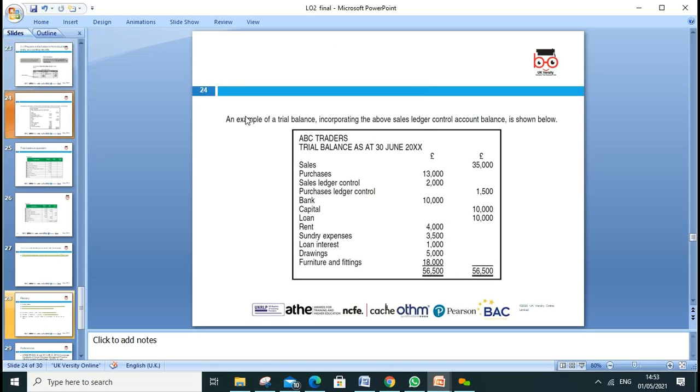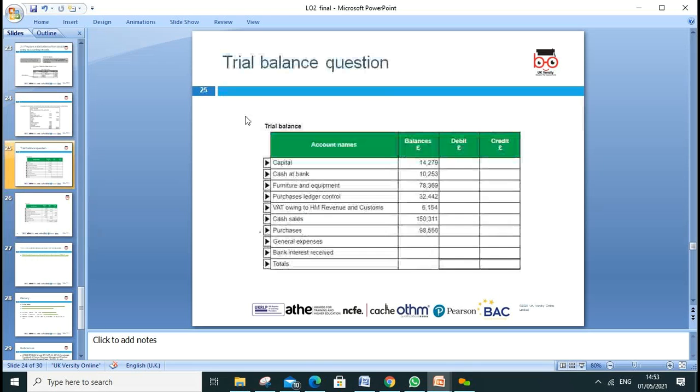Okay, so now you will see this is the example of the trial balance. We have sales, which goes on the credit side. Purchases go on the debit side. Sales ledger control, purchase ledger control, bank, capital, loans, and all these. Yes, these are expenses, which go on the debit side as per the rule. Okay, then we go again.